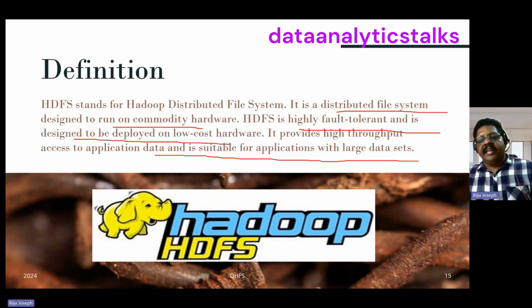HDFS stores the data in the form of blocks, where the size of each data block is 128 MB, which is configurable. It means you can change the block size.